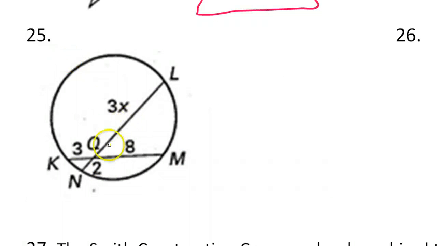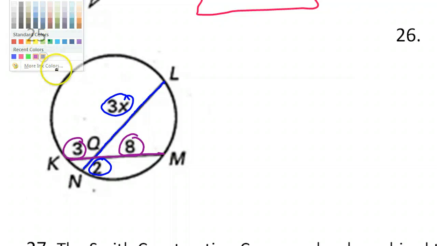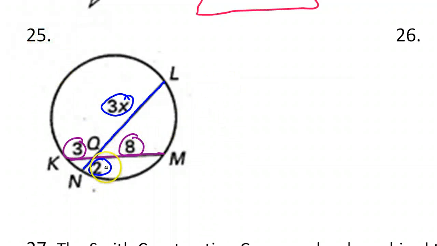Alright, with number 25, we're back inside the circle again. So the segments are related by part times part equals part times part again. So looking at this chord, that's these two. And looking at this chord, that's these two. So part times part equals part times part. So 2 times 3x, that's 6x, and that should equal 3 times 8, which is 24.